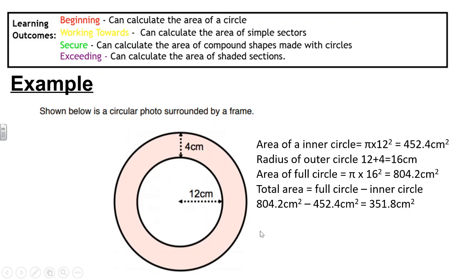So if we only want this ring that goes around the edge, if we imagine cutting out that inner circle, we could do a subtraction. So if we do the full circle, take away the inner circle, we're left with just that ring around the edge. So 804.2 centimetres squared, take away 452.4 centimetres squared would leave you that ring of 351.8 centimetres squared. Can you copy that down, please, and then press play when you're ready to check, have a go at some questions.